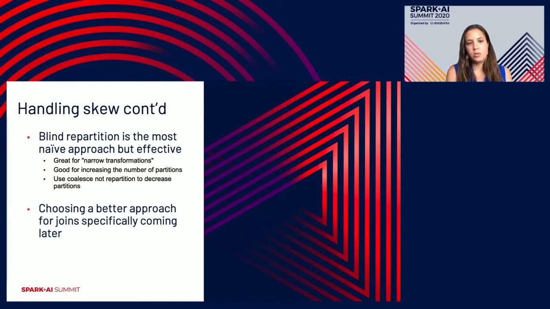If you're going to decrease the number of partitions, you should always use coalesce rather than repartition, however, because it will shuffle less data. When you're doing joins and you have skewed data, there are different tricks you can use, and Blake's going to speak to those in a few slides.